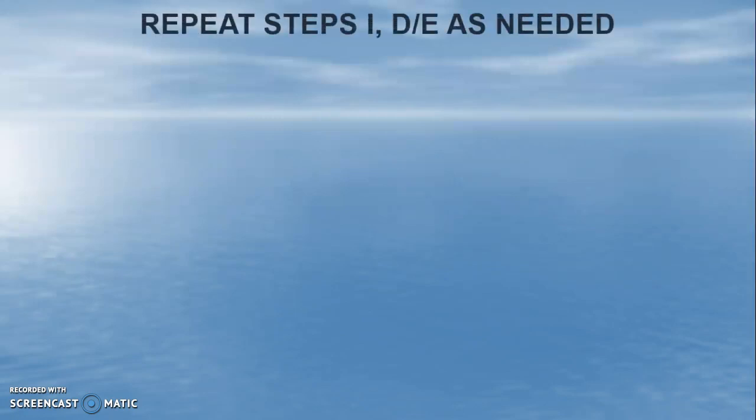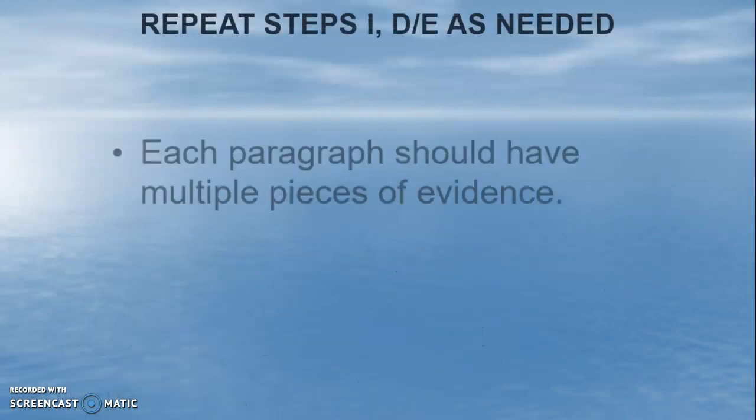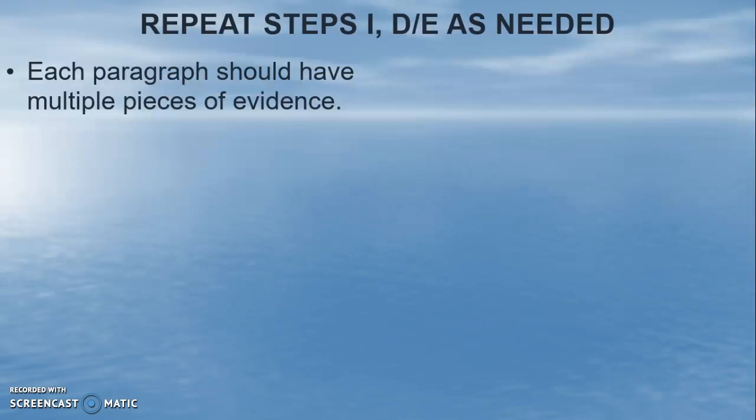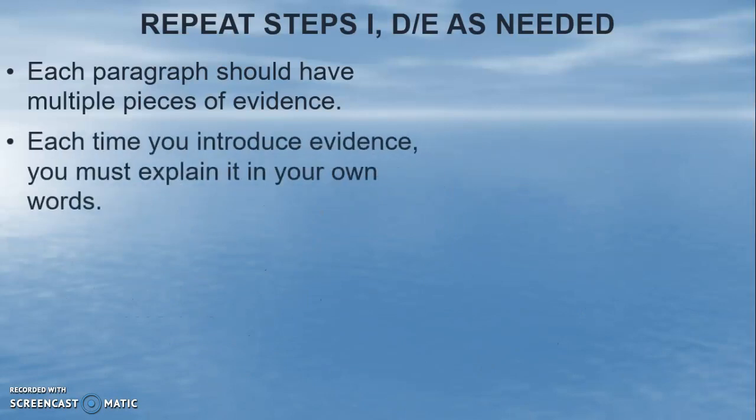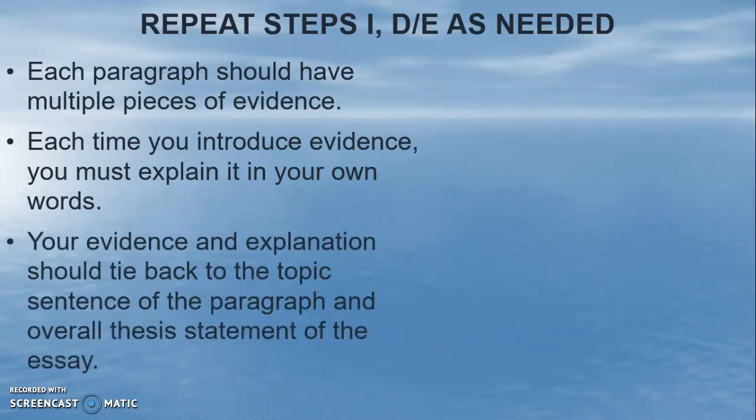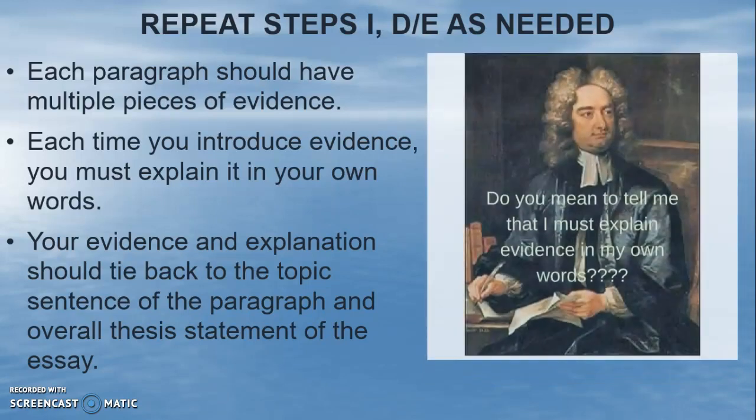In any given paragraph, you should repeat steps I, D, and E several times. For our example, we won't do that, but you should keep that in mind when writing your own paragraphs. Remember, each piece of evidence and your corresponding explanation should tie back to the topic sentence of the paragraph as well as the thesis statement of the essay.